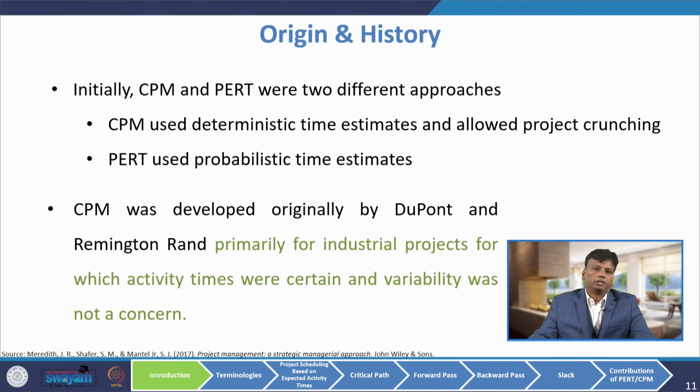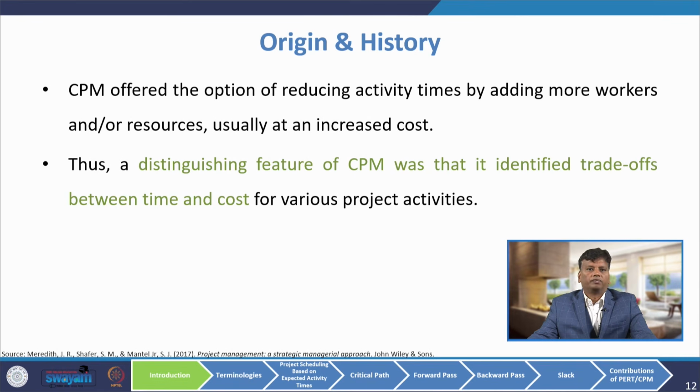Initially, the critical path method and PERT were two different approaches. CPM used deterministic time estimates and allowed for project crashing. PERT used probabilistic time estimates. The critical path method was developed by DuPont and Remington Rand primarily for industrial projects, for which activity times were certain and variability was not a concern. CPM offered the option of reducing activity times by adding more workers or resources, usually at increased cost.